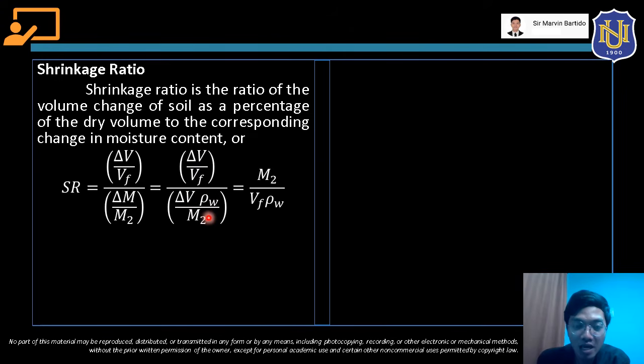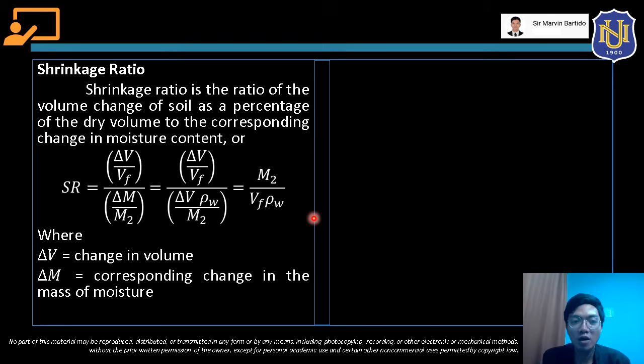And then, what will happen here, this M sub 2 goes to the top, and this V sub F gets multiplied here. So, we get M sub 2 over V sub F times rho sub W. This is our formula for shrinkage ratio. This is the mass of the dry soil, V sub F is the volume of the dry soil, and rho sub W is just the density of water.